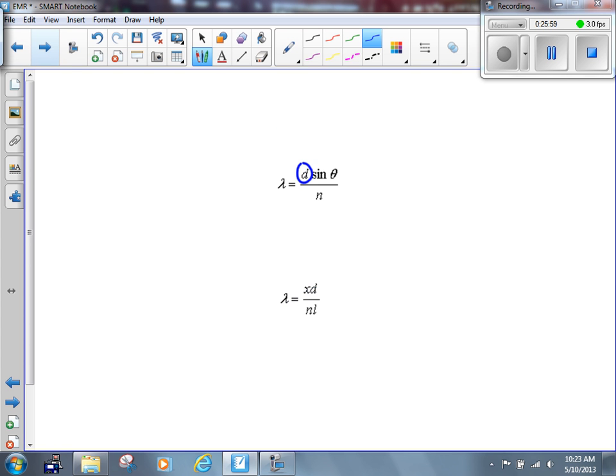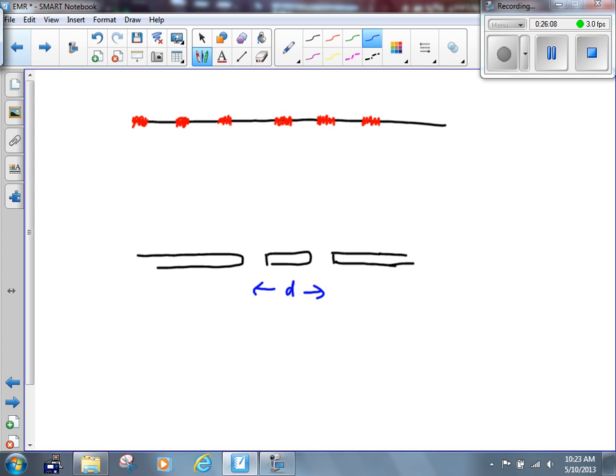Let's identify L now. d is the distance between the openings. L is going to be the distance from the openings to the screen. Now it gets a little bit more confusing because now we've got two different distances. One that is going to be pretty small, that's d, the distance between the slits, and then one that's going to be quite a bit larger, which is going to be L, the distance from the slits to the screen itself.